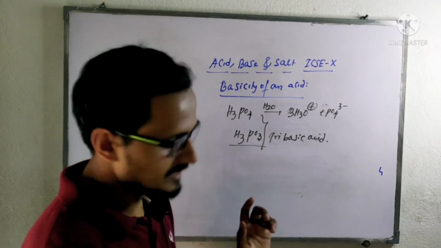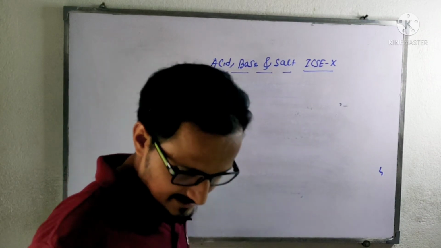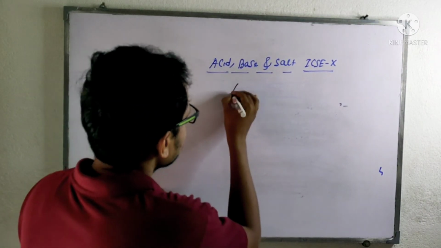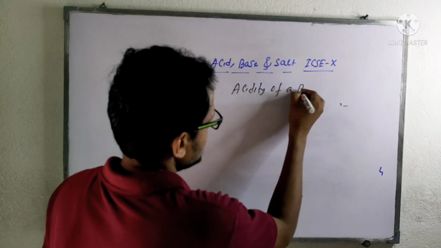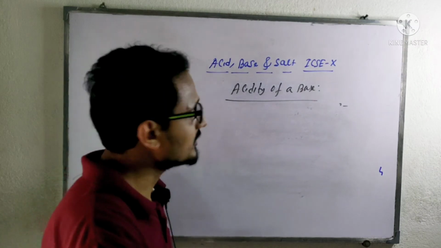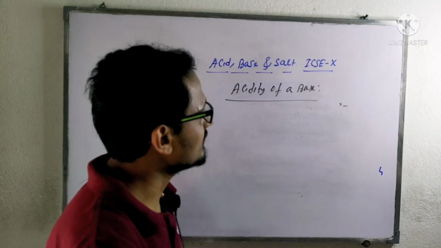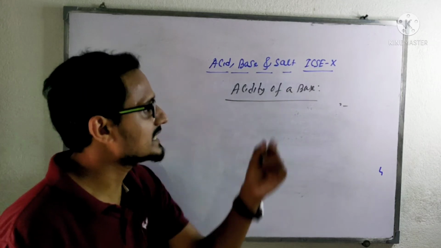Okay, so it is clear. So now we will discuss the acidity of a base. Now a base will have acidity, and according to it we can classify the bases as monoacidic, diacidic and triacidic. Okay, and what is the acidity of a base?